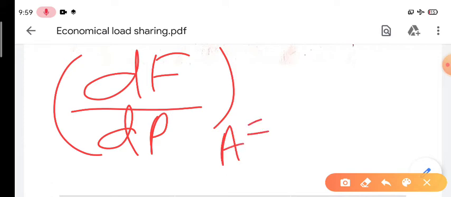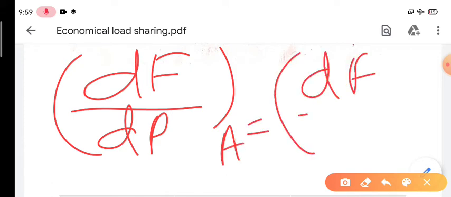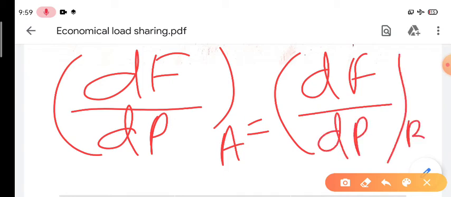So the ultimate aim for this type of numericals is comparing, let's say, incremental rate of power plant A equals incremental rate of power plant B. By making them equal, we can calculate the loading of those particular power plants.